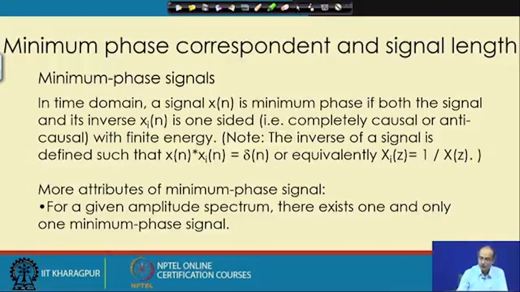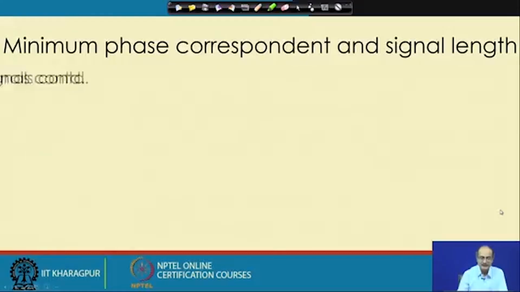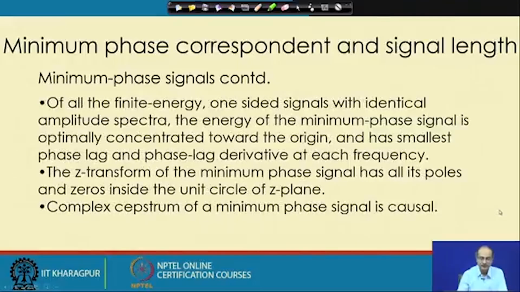Now, let us look at more properties of the minimum phase signal. Of all the finite energy one sided signals with identical amplitude spectra, the energy of the minimum phase signal is optimally concentrated towards the origin and has the smallest phase lag and phase lag derivative at each frequency.